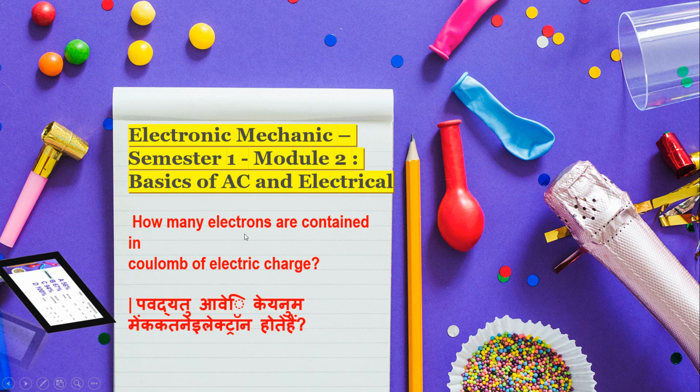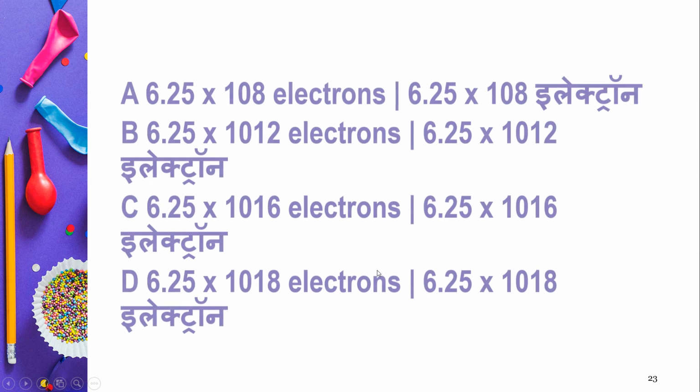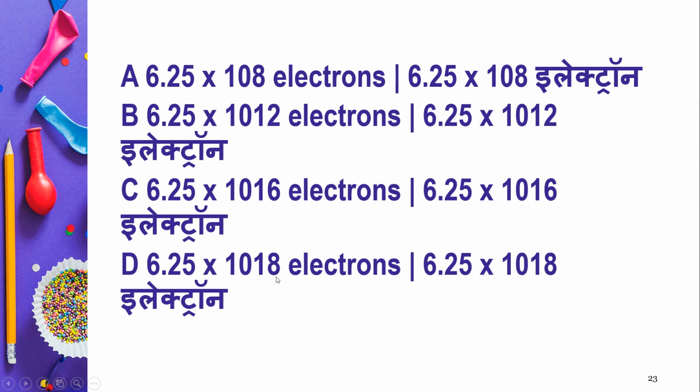How many electrons are contained in one coulomb of electric charge? We know that 1 coulomb of electric charge means 6.25 times 10 raised to the power 18 electrons. Therefore, the answer is option D.